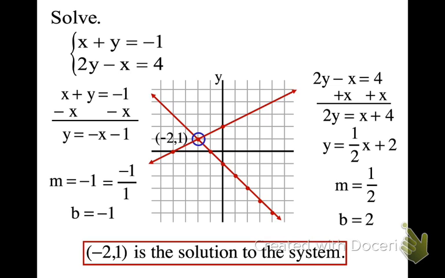And second of all, the problem is, what happens if you get something like this? There's no way to figure out where that point of intersection is. So it only really works with some graphs. Do you understand? But for tonight, you are solving by graphing.